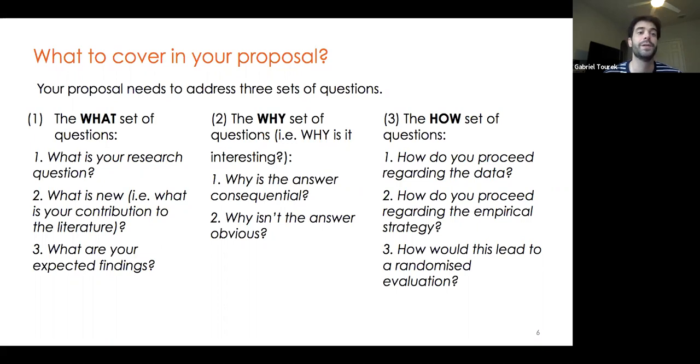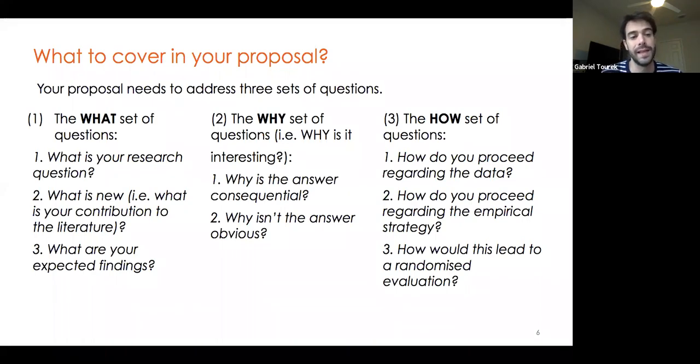So the proposal needs to address 3 sets of questions. The first is the what set of questions, and these relate to the topic that you're studying. And specifying first the research question that you hope to answer. So having a very clear and clearly communicated research question regarding what question in the space of digital identification or digital finance you're trying to answer. And once you have that question specified, it's clear what you're testing or what you're trying to answer.